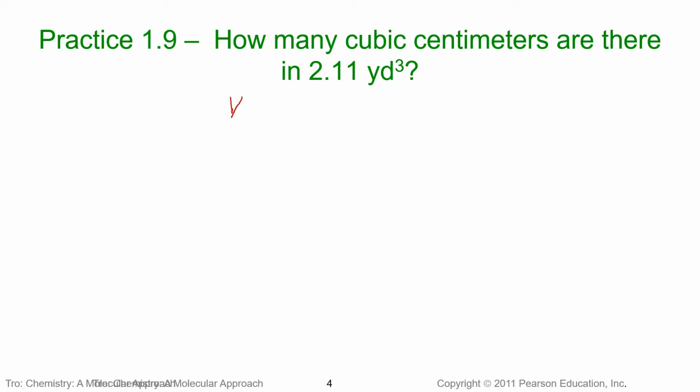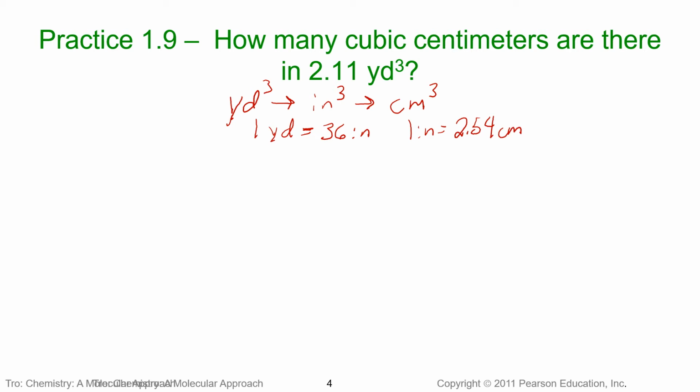Okay, so our plan, and you might have a slightly different plan, which is perfectly fine. We can go from cubic yards to cubic inches, from cubic inches to cubic centimeters. You know that 1 yard is equal to 36 inches, and 1 inch is 2.54 centimeters. So let's start our problem.